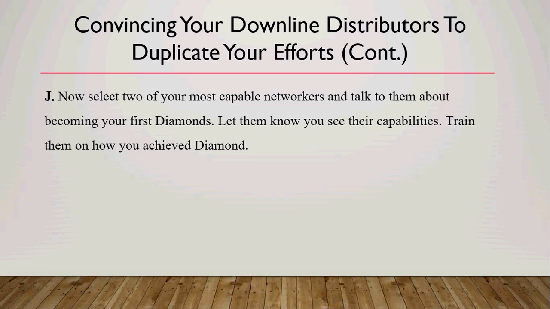Now what you want to do is you want to select two of your most capable networkers and talk to them about becoming your first Diamonds. Let them know you see their capabilities. Train them on how you achieve Diamond. So now what we're doing is we're going from support to being a mentor within your group, to being that leader, that teacher, that trainer within your group, that not only now you've achieved Diamond, but now find your most capable networkers and train them on how to become Diamonds.